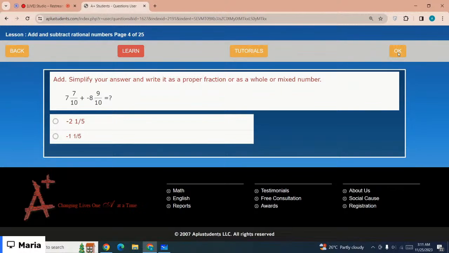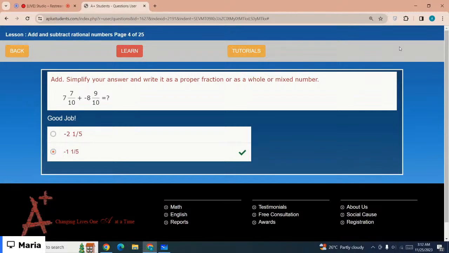Okay, 7 whole 7 over 10 plus negative 8 whole 9 over 10. So which is the correct option? The correct option is negative 1 whole 1 over 5. Option number 2 is the correct option. Very good.